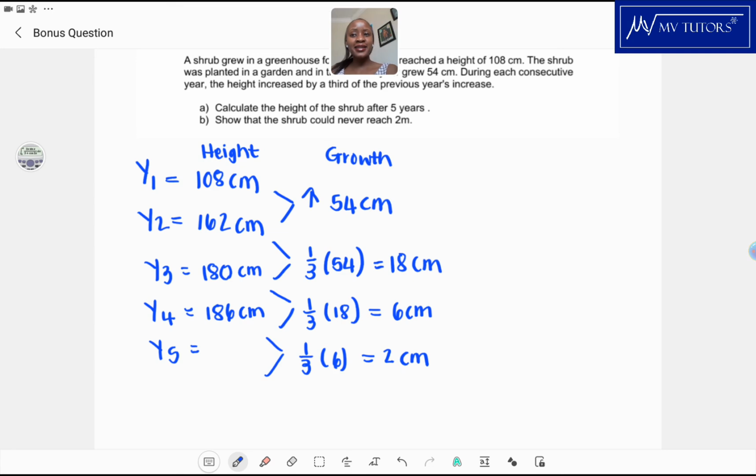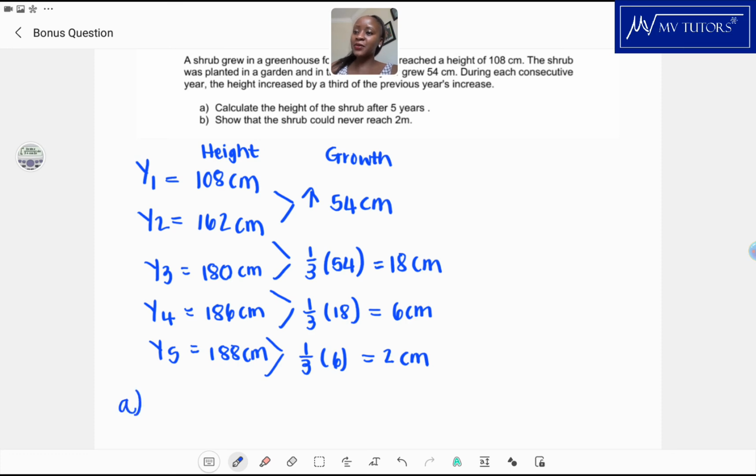So we can see its growth reduces over time. Obviously, they said by a third, so it's not growing as much. And clearly, when we look at B, it will reach a maximum height, and that is it. It can't grow anymore, which sucks. Kind of reminds me of my hair sometimes. It's like it's stuck. So 186 plus 2, that is 188 centimeters. So we have answered A.